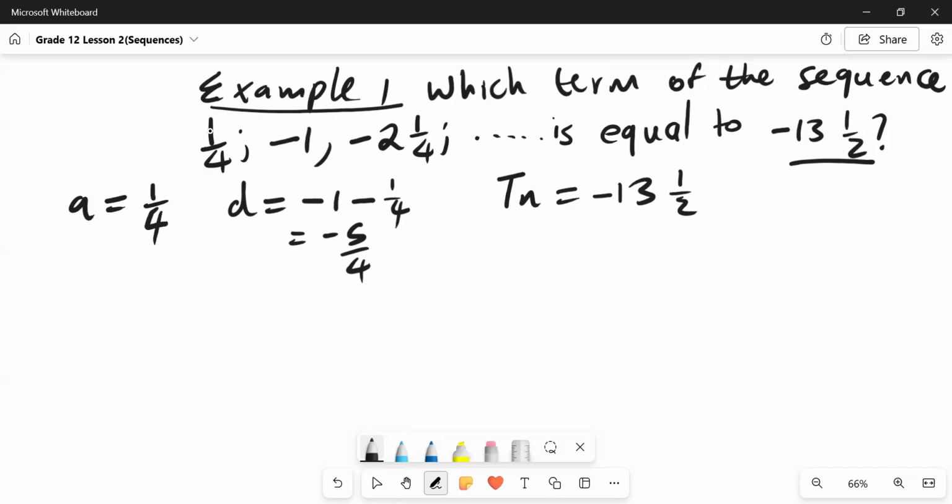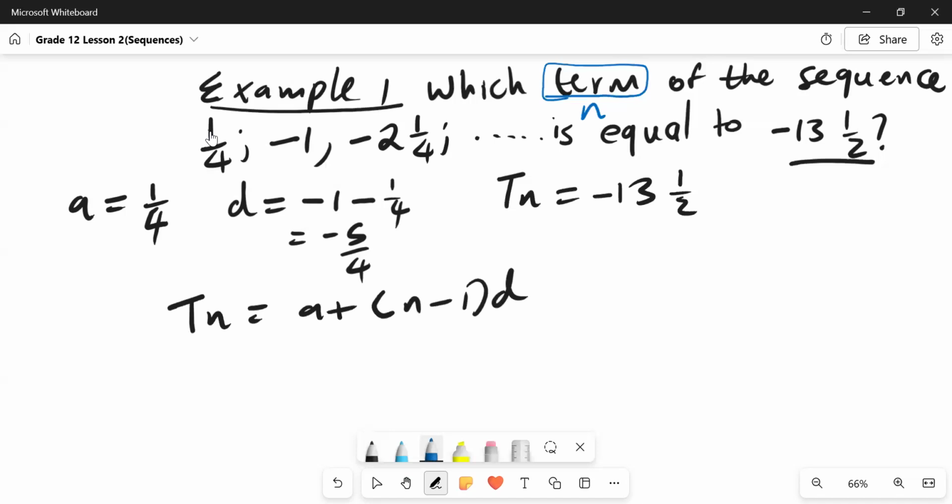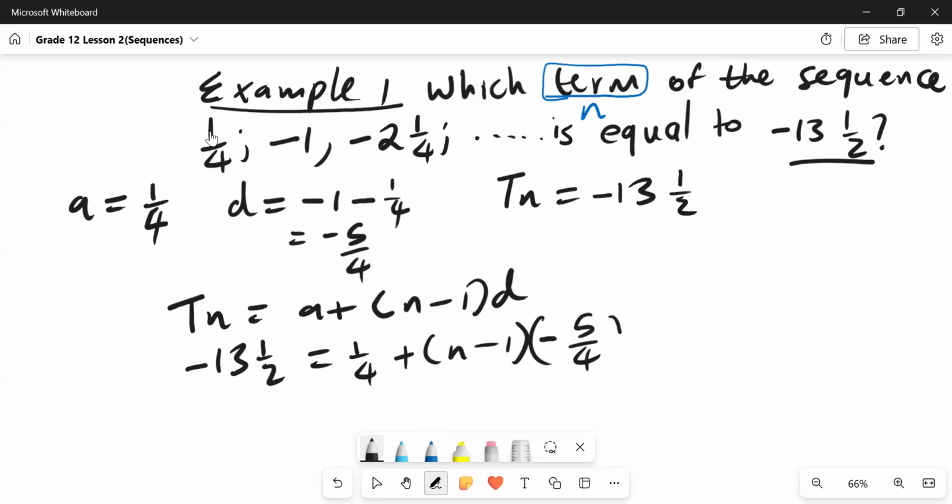Now, let's use the formula now. Tn is equals to A plus n minus 1 times d. Immediately when they start saying which term, which means they're looking for n, which term, position, right? So which term? Now, what is your Tn? Tn is minus 13 and a half. And then what is A? That's 1 over 4. N minus 1. What is D? Minus 5 over 4. Right?